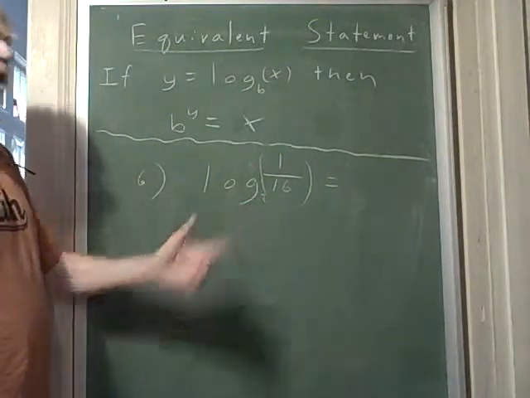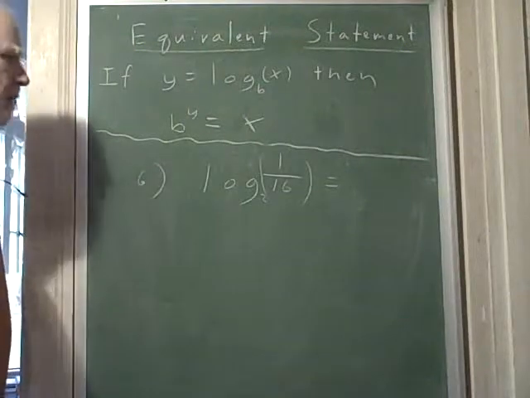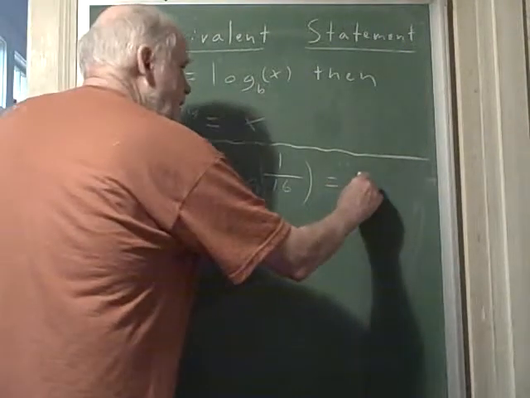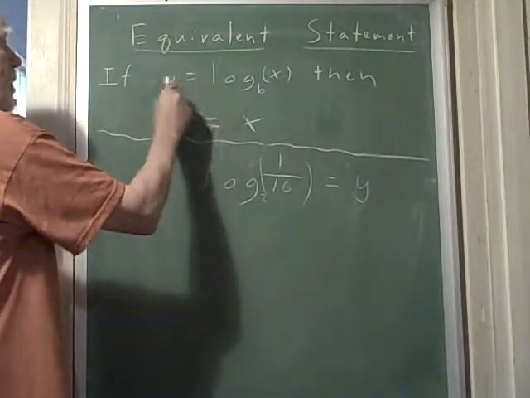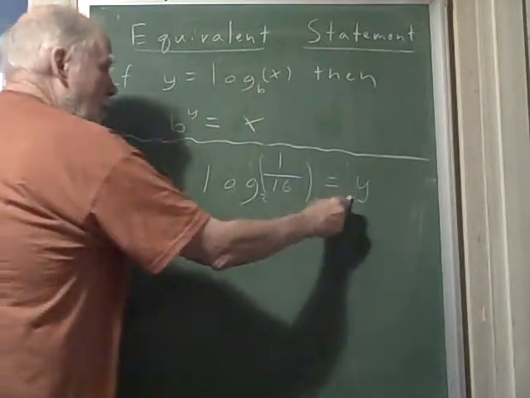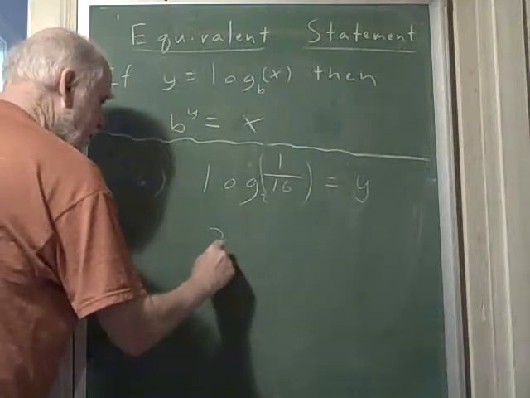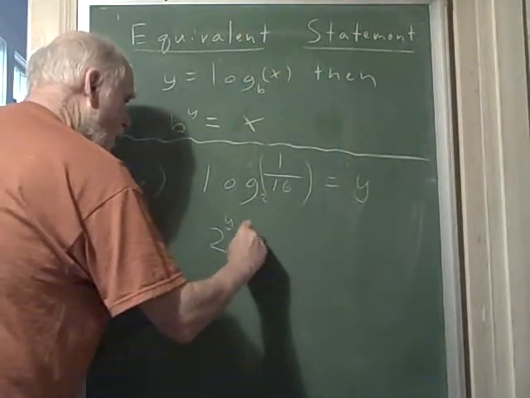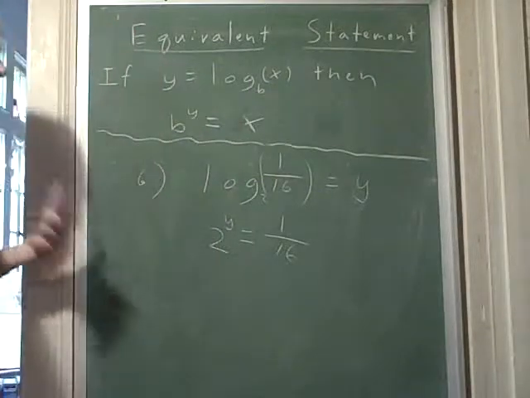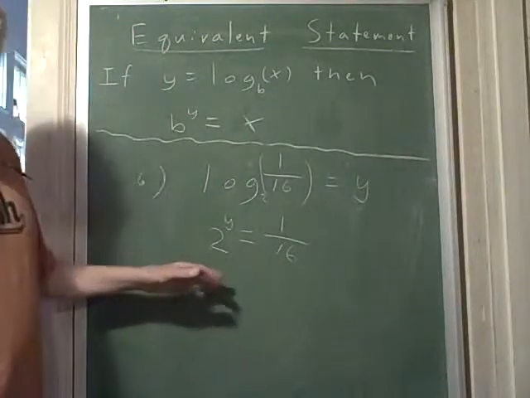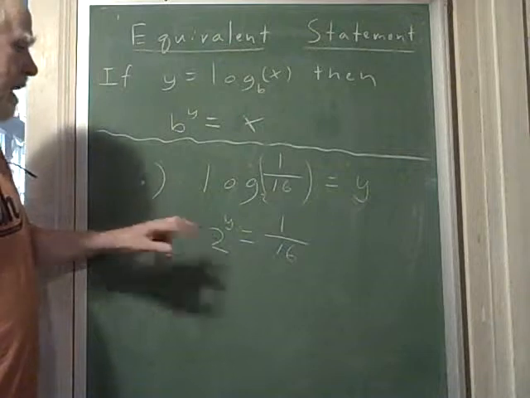And when you just have to evaluate a simple log like this, the best thing to do is give it a name, like call this y. And then you can use the equivalent statement, which is b to the y equals x. 2 to the y equals 1 over 16. Now you've got it in exponential form, and then you have to know a lot about negative exponents or rational exponents. In this case, negative exponents.